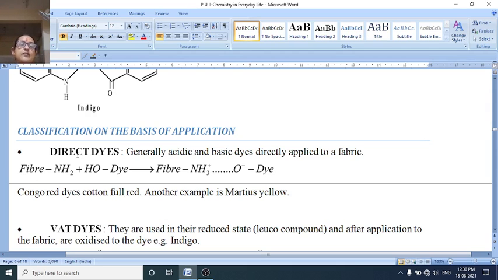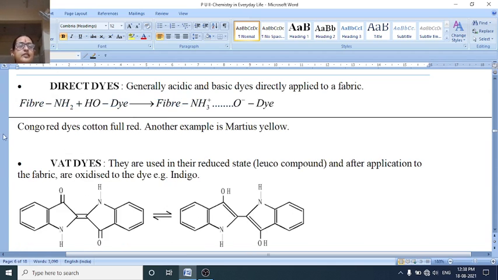Next is classification on the basis of applications, how we are going to use it depending on that. The first one is the direct dyes. Generally, acidic and basic dyes directly apply to the fabric. The fiber NH2 and OH with dyes gives fiber NH3+. This is the way the dye works. Congo red dye, cotton fast red. Another example is Martius yellow.